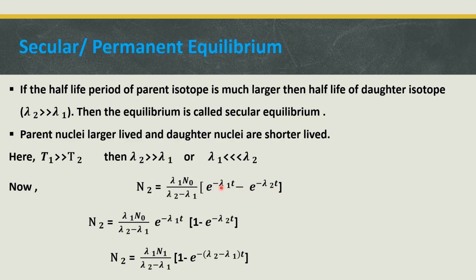Let e to the power minus lambda 1 t be outside. We will get N2 is equal to lambda 1 N naught by lambda 2 minus lambda 1, e to the power minus lambda 1 t into 1 minus e to the power minus lambda 2 t. So that N2 is equal to lambda 1 N1 by lambda 2 minus lambda 1 into 1 minus e to the power minus (lambda 2 minus lambda 1) t.